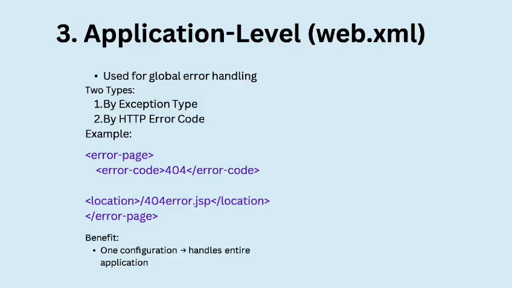In this method, it is used for global error handling across the entire application. It is configured in the web.xml file, and there are two ways to handle errors. The first one is by exception type and the other one is by HTTP error code. In this example, when a 404 error occurs, the application redirects to a custom page called 404error.jsp. The main advantage of this method is that one configuration can handle errors for the whole application.